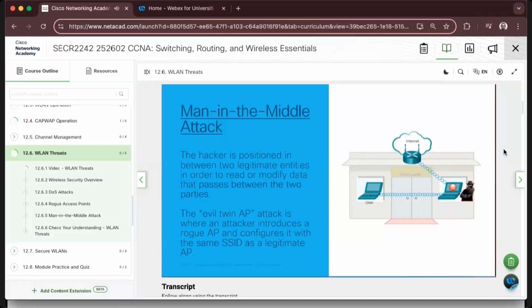Defeating these man-in-the-middle attacks depends on the sophistication of your wireless local area network infrastructure, and also the vigilance that you use to monitor activity on those wireless local area networks. It all starts with identifying devices on the network.